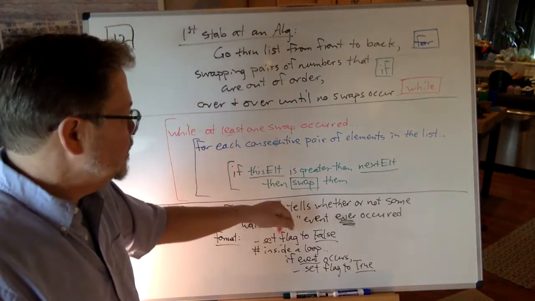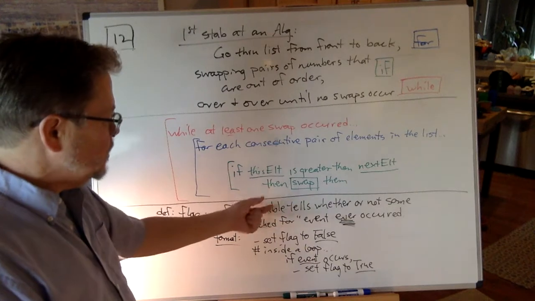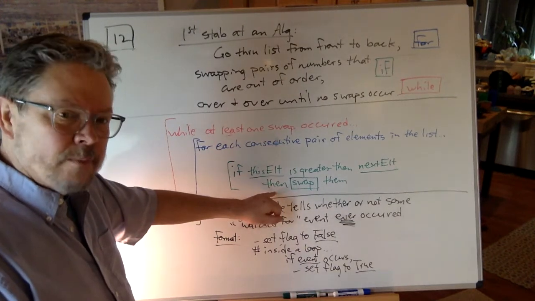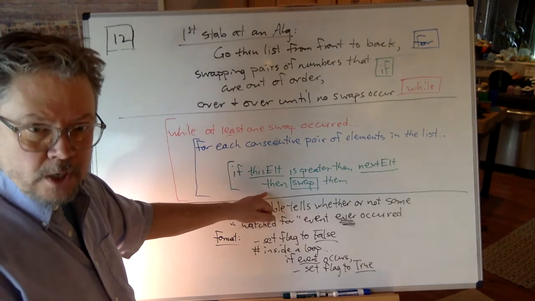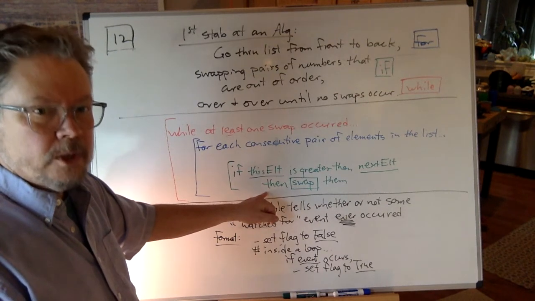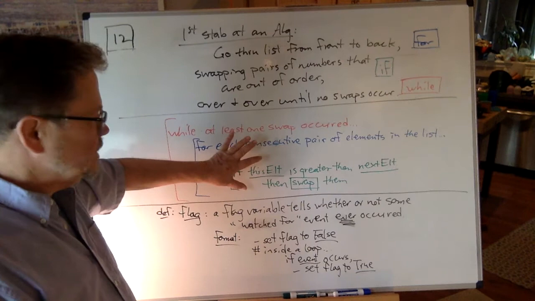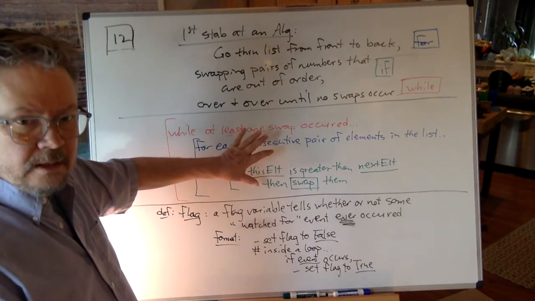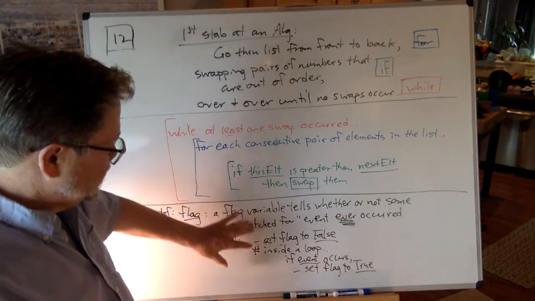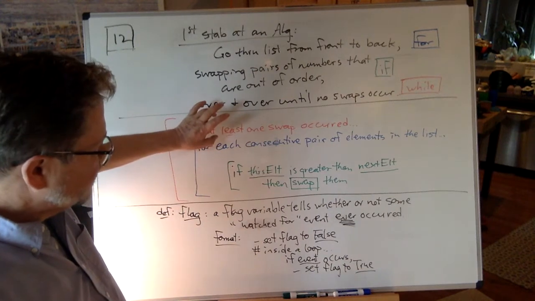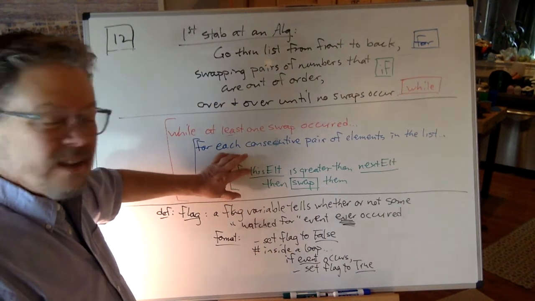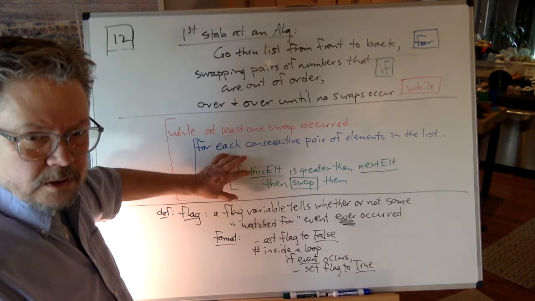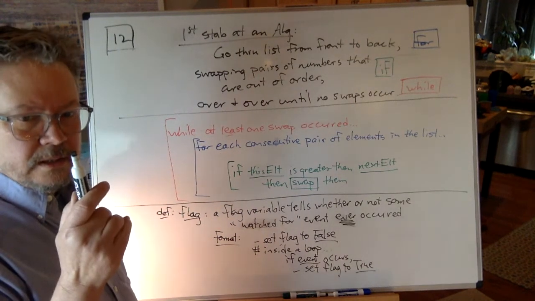If this element is greater than the next element, then we've got to swap them. And you know what? Not only are we going to swap them, we're going to set the flag to true. Yes, at least one swap occurred. And that's enough to make this thing have to go through the whole list again. So here we go again. We set the flag to false. No swaps have occurred yet. If a swap occurs, set the flag to true and leave it.